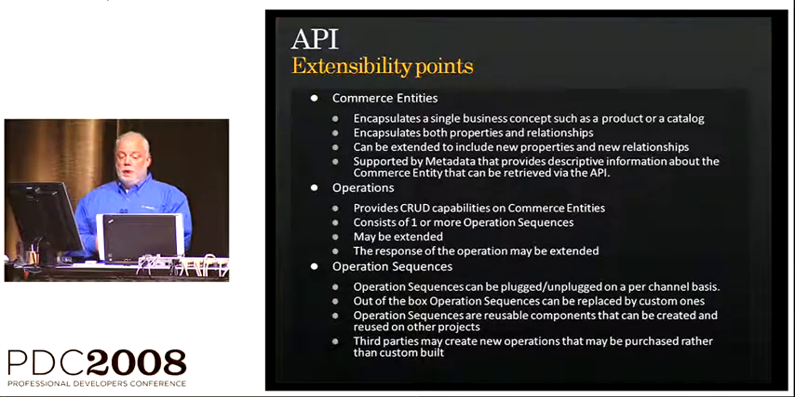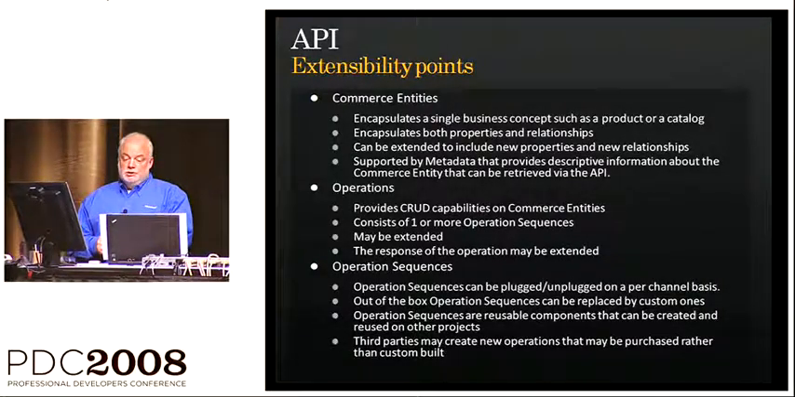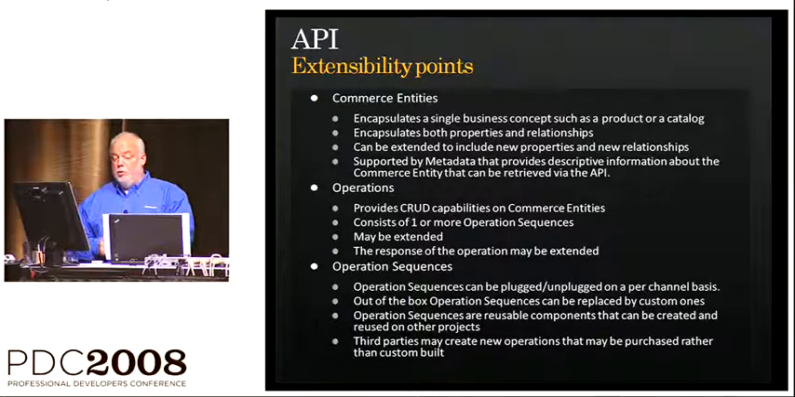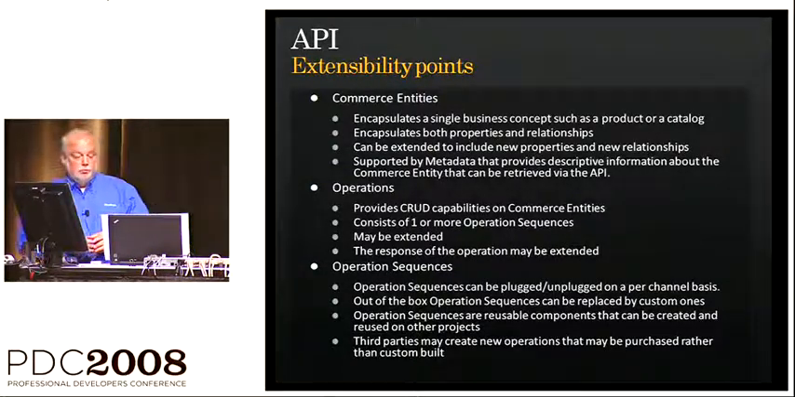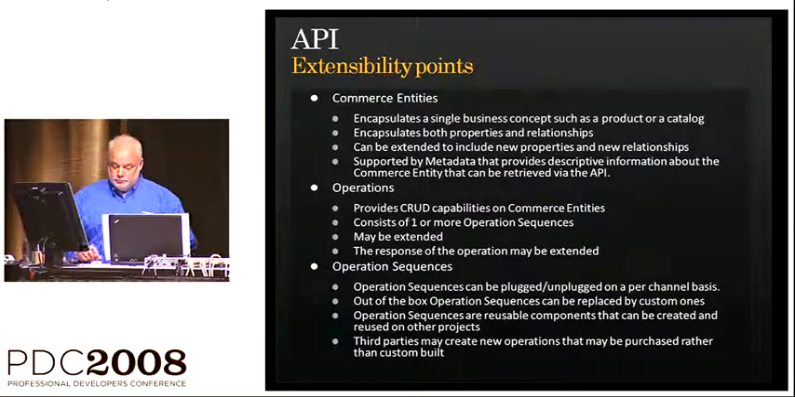So we broke up individual operations into discrete operation sequences. New operation sequences can be created that occur before or after out-of-the-box functionality that modifies return data or adds return data retrieved from other sources. Or completely new commerce entities can be created with new operation sequences to encapsulate custom business processes with external systems.